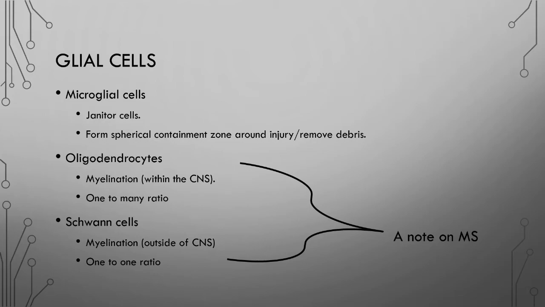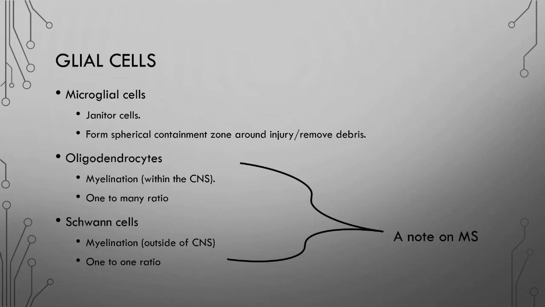There are a couple of main types, microglial cells or microglia, some people call them. They're also referred to as janitor cells, and they're really helpful with disposing waste. They come into contact with a site of damage, and they kind of form a spherical containment zone around the injury, kind of like police tape around a crime scene. They migrate to these sites, and they help remove debris from injured or dead cells. Microglial cells are also important for forming new synapses, and when this process is blocked or has interference, it's been associated with Alzheimer's disease and other forms of dementias.